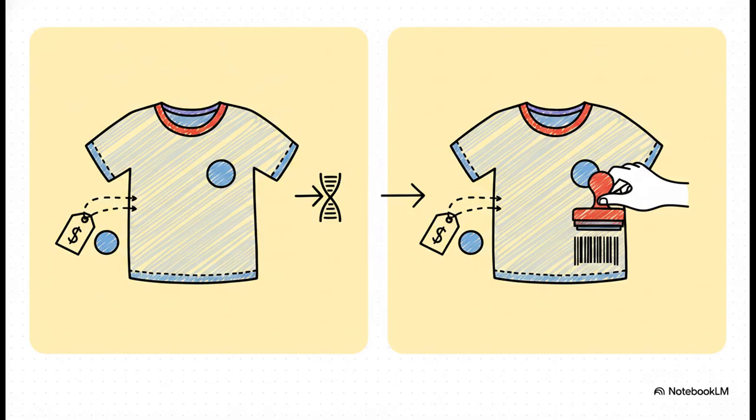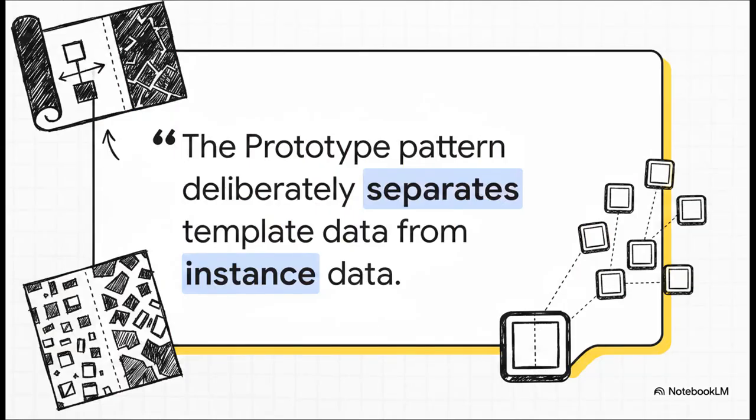Now, this is an absolutely critical concept to grasp. We have two kinds of data. On the left, we have template data. This is the stuff that's the same for every single copy, like the price and the color. It lives in the prototype. On the right, we have instance data. This is the stuff that's unique to each clone, like its specific SKU. We only set this after we've made the copy. This separation is what makes the whole thing work. Right, and this just drives that point home. It's a deliberate separation.